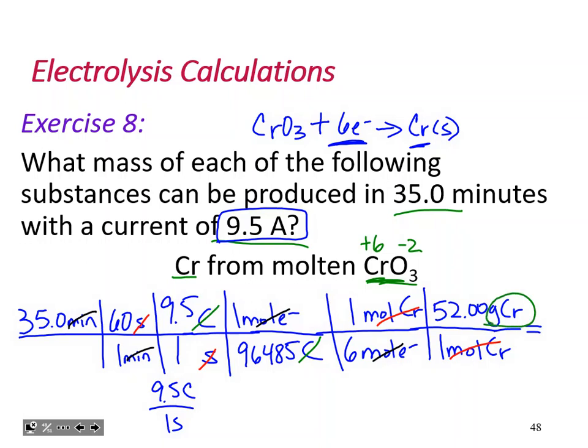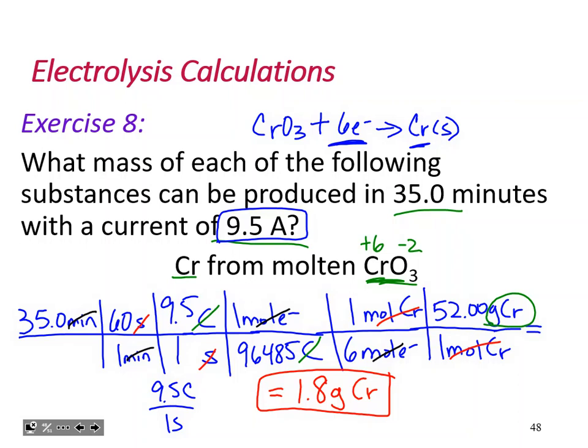So do the math real quick. 35 times 60 times 9.5 times 52 divided by 96,485 divided by 6. And I'm getting a mere, small, tiny amount of 1.8 grams of the chromium. Not very much chromium from that 35 minutes being produced there.